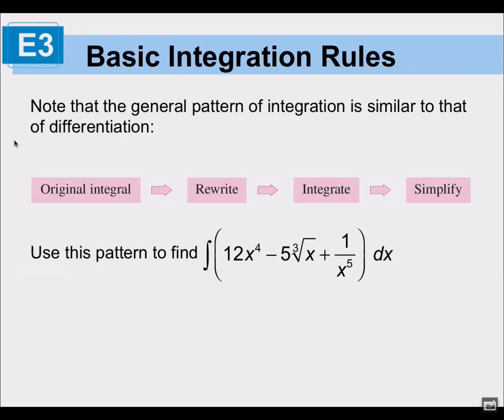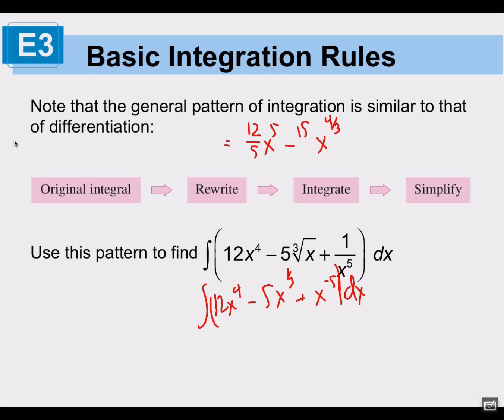Okay, so this was the antiderivative of 12x to the 4th minus 5x to the 1/3 plus x to the -5th dx. Leave that in parentheses. All right, I'm going to bring this up here. So, Olivia, you said 12/5 x to the 5th. Well done. Okay, 1/3 plus 1 is 4/3. Multiplied by the reciprocal of 4/3, which is 3/4. 3/4 times -5 is -15/4.